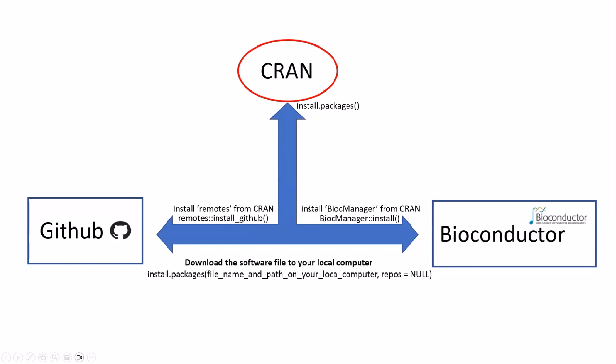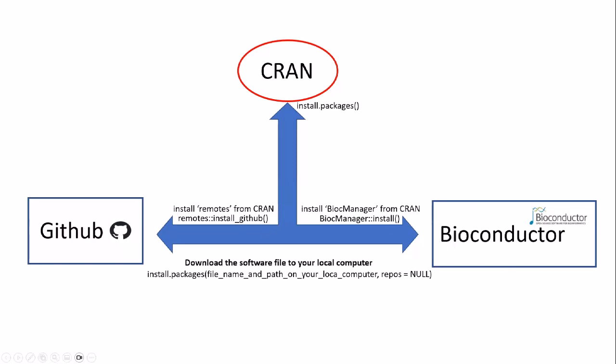Then for Bioconductor, you have to install BiocManager first on this CRAN package, like I've done the other time, using install.packages. Then you put in BiocManager. Once you install BiocManager, you communicate with Bioconductor using BiocManager. So you have BiocManager, double colon, install, then the package that you want to install. Once you want to install a package from Bioconductor, this is what you use. Once you want to install a package from GitHub, that's what you do.